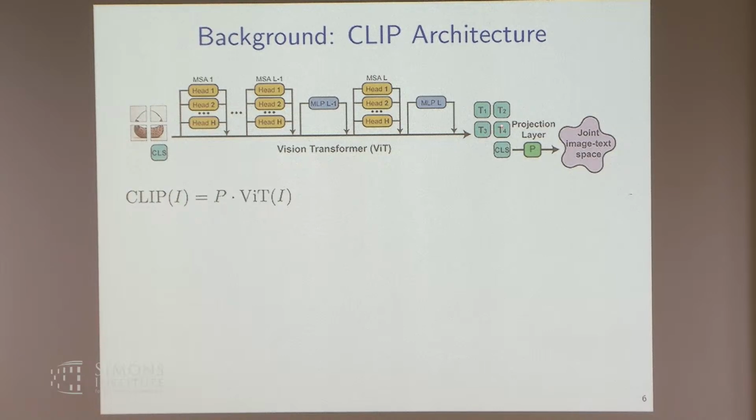But we want just a single output. So we actually create a special token called the class token, and the class token is where we read the output from. This is for an image. There's a separate thing that happens with text that I'm not going to worry about right now. But we want the image and the text to have aligned meanings. So there's also a final linear transformation called the projection layer that pushes this representation of the image into some kind of jointly aligned image-text space.